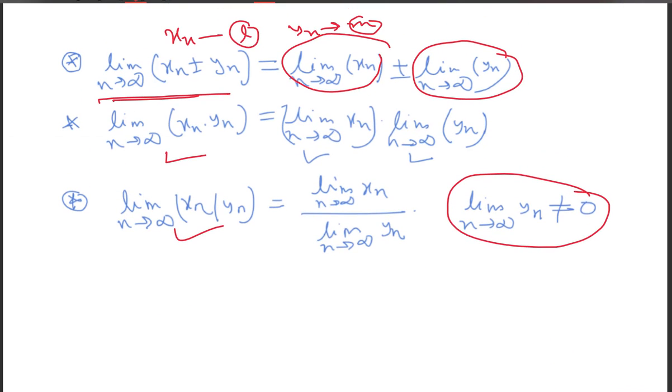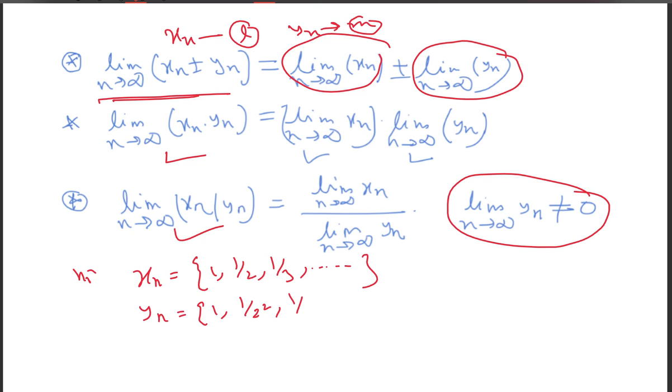Okay. Suppose we have two sequences. Xn is equal to, okay, let me explain, 1, 1 by 2, 1 by 3, like this it is going. And another sequence yn is equal to 1, 1 by 2 square, 1 by 3 square, like this it is going. Two sequences. This sequence tends to 0. Both are tending to 0 actually. This sequence also tends to 0.